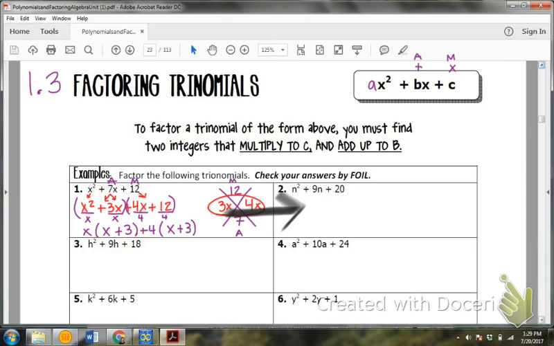I'm going to go over here to this side. So I'm going to collect what's in the parentheses. And then what was on the outside of the parentheses? X plus 4. If I were to multiply these two back together by foiling it or distributing, you should get this answer here. Okay? Questions on number 1? Okay, let's try number 2.